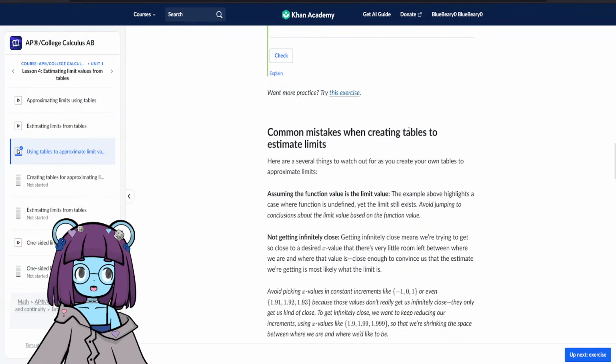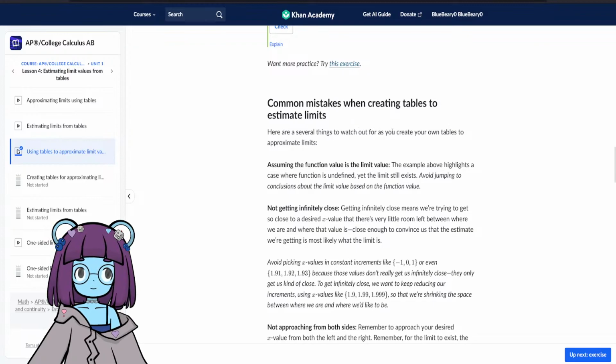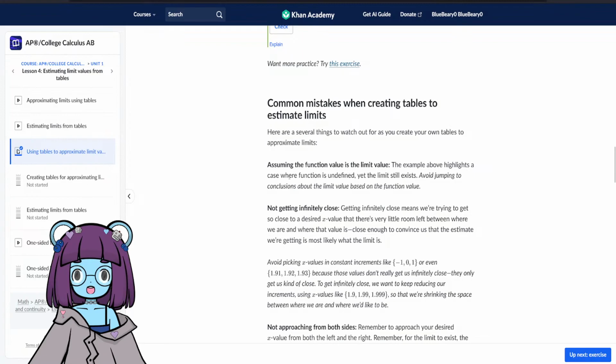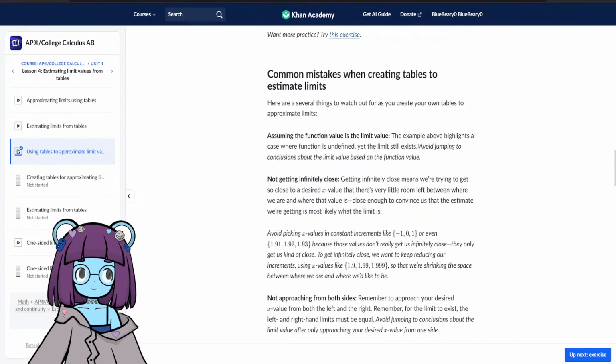Common mistakes when creating tables to estimate limits. Here are several things to watch out for as you create your tables to approximate limits. Assuming the function value is the limit value: the example above highlights a case where the function is undefined, yet the limit still exists. Why is this in italics? Avoid jumping to conclusions about the limit value based on the function value.